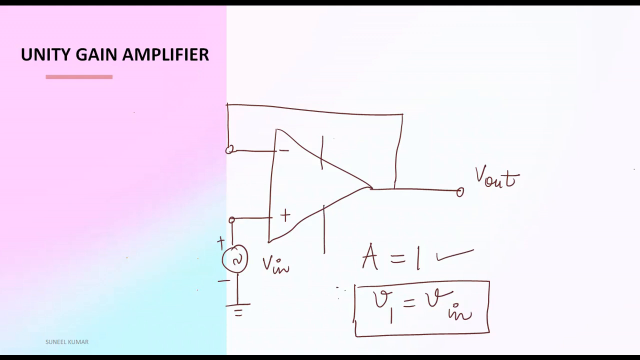We can also connect the positive DC supply. Here we have the negative DC supply. So this is the unity gain amplifier.